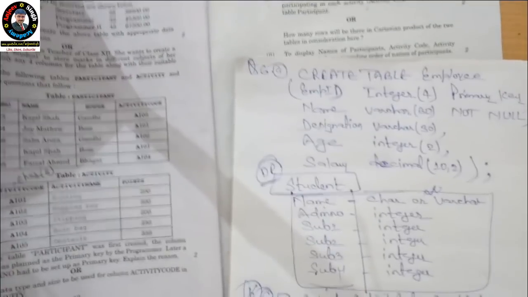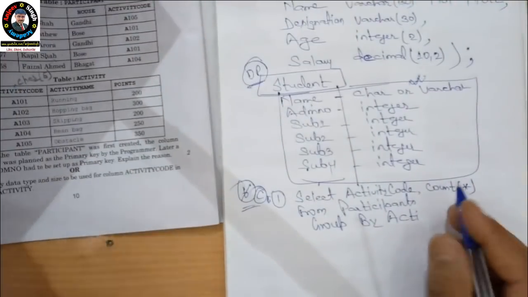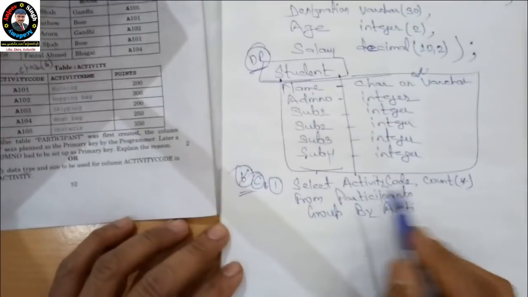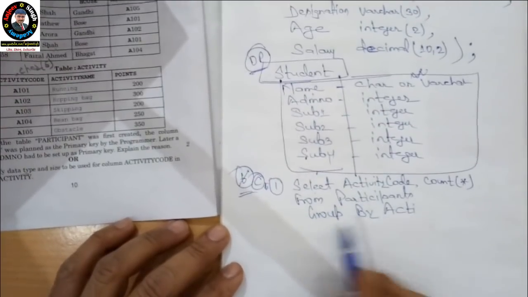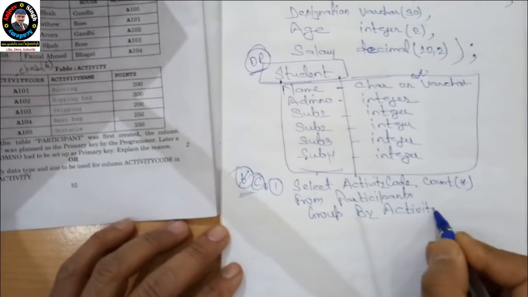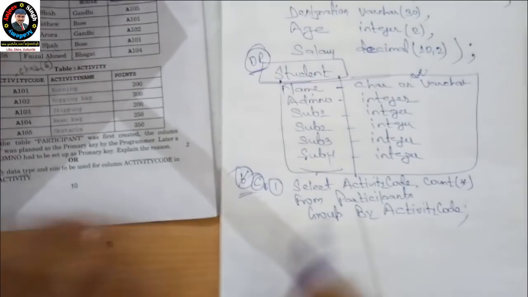So group by activity code. Select activity code, comma, count star from participants group by activity code. So this is the answer of this question. Move on to the next question.